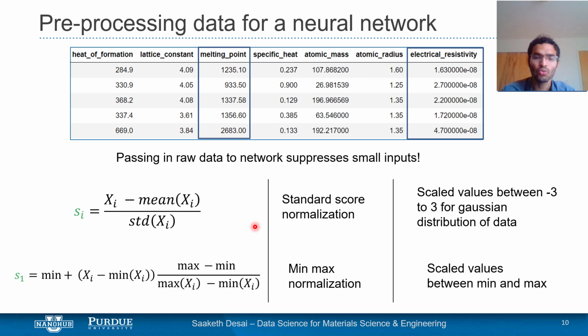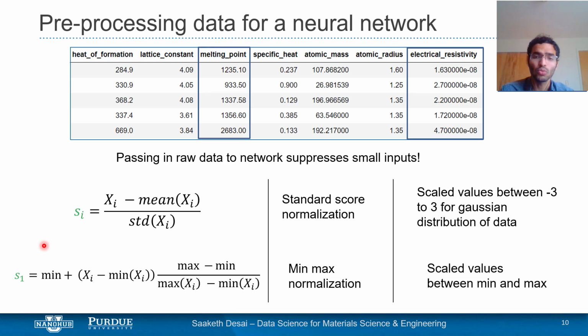And there are two ways to do this. The first is standard score normalization, where we take the input, let's say the melting point, and subtract the mean of the data and divide by the standard deviation of our data. And if our data is normally distributed, this would typically mean that the scaled value of our input, Si, would typically be in the range of -3 to 3.